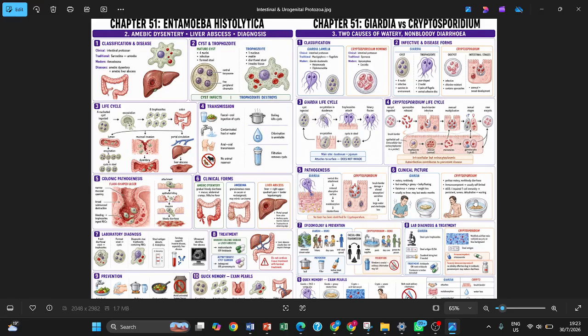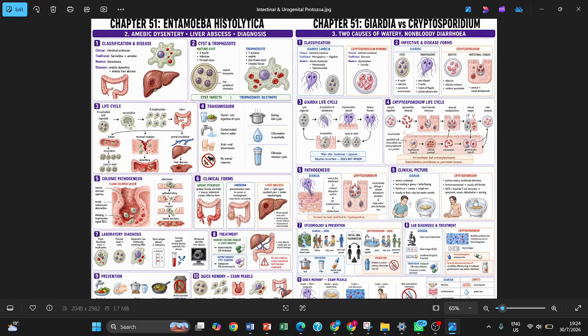It's imperative that we know that the cyst of Entamoeba histolytica has got four nuclei, same as the cyst of Giardia, right? But the cyst of Entamoeba histolytica gives rise to eight trophozoites, as opposed to the two trophozoites produced by the cyst of Giardia, right? Anyways, having said that, we shall start with the life cycle of Entamoeba histolytica.